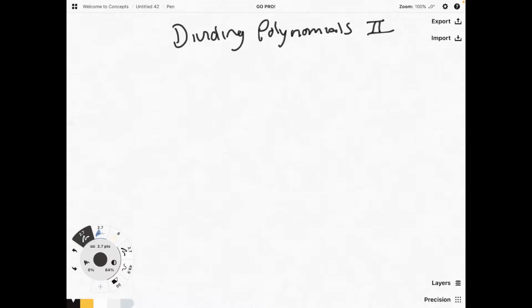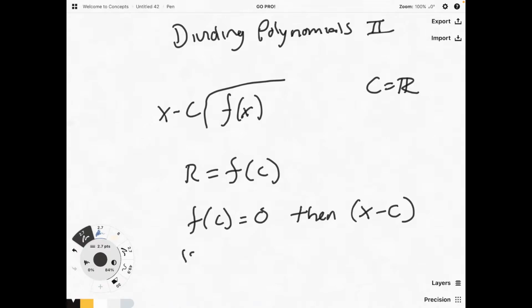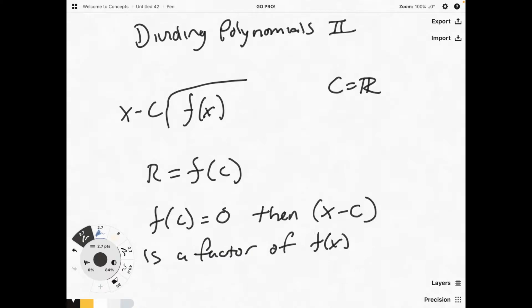It uses the fact that if you have some polynomial f of x and you're dividing it by x minus c, where c is a real number, then the remainder is f of c. So r equals f of c. Using the same rule, we can also note that if f of c is equal to 0, then x minus c is a factor of f of x. Let's look at an example.